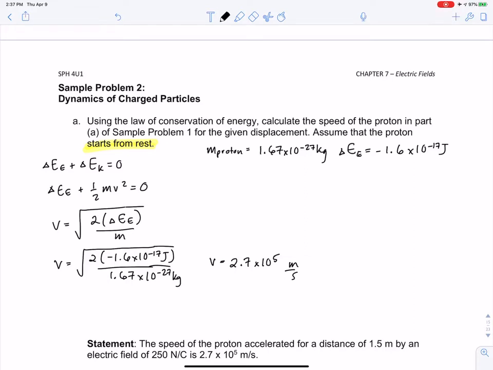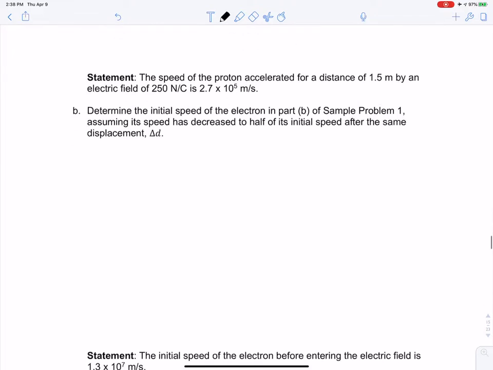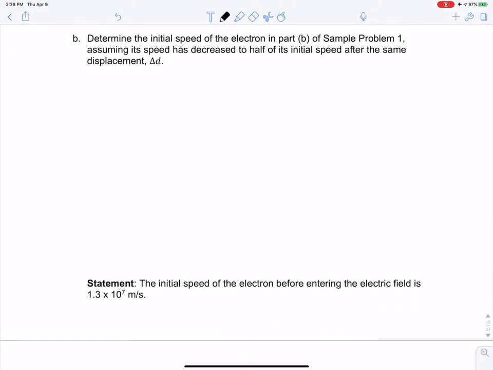So the speed of the proton accelerated for a distance of 1.5 meters by an electric field of magnitude 250 newtons per coulomb is 2.7 times 10 to the power of 5 meters per second. In part B, we want to determine the initial speed of the electron in part B of sample problem number 1, assuming that the speed has decreased to half its initial speed after the same displacement delta D.